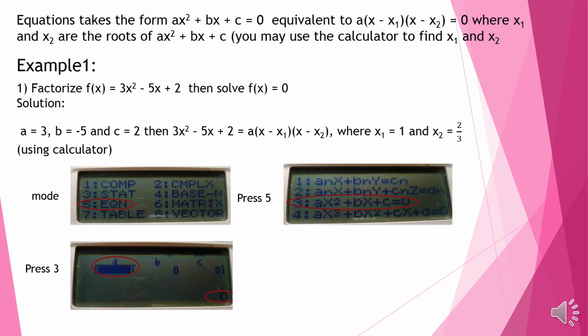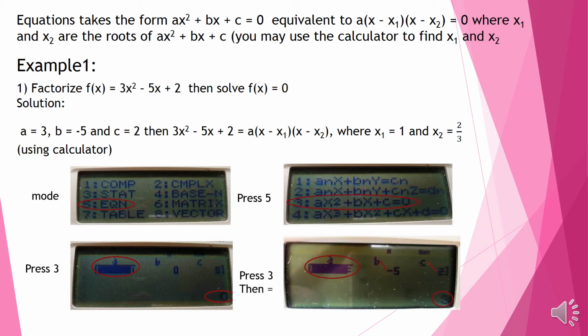By pressing now 3 equal, then minus 5 equal, 2 equal, we enter the data. Then press equal again, you get the value of x1, and press equal again to get x2.